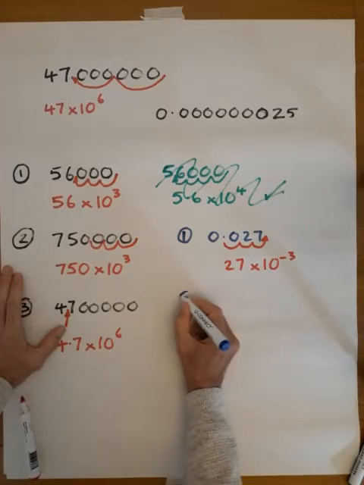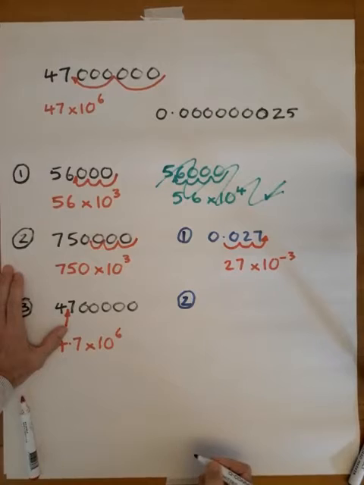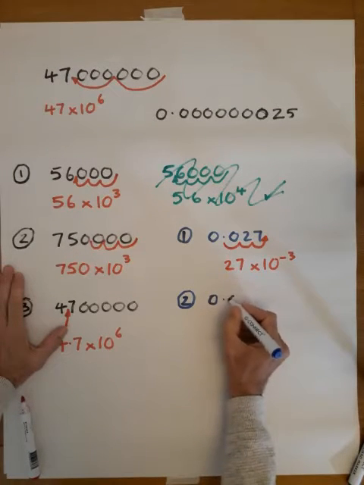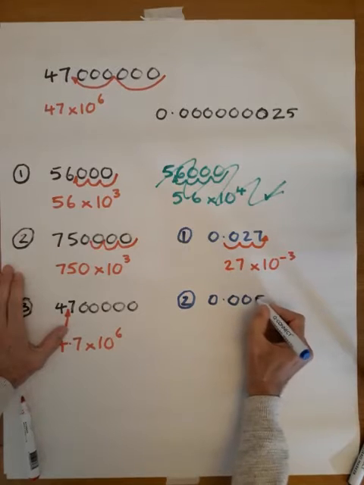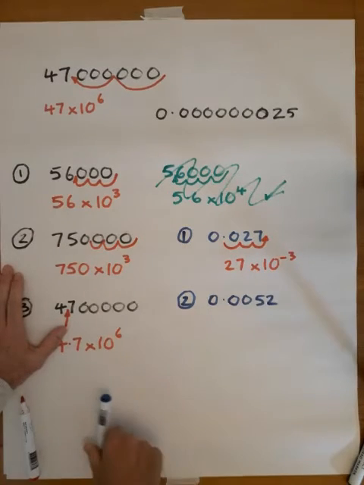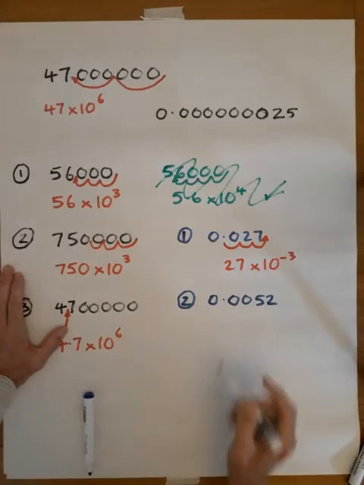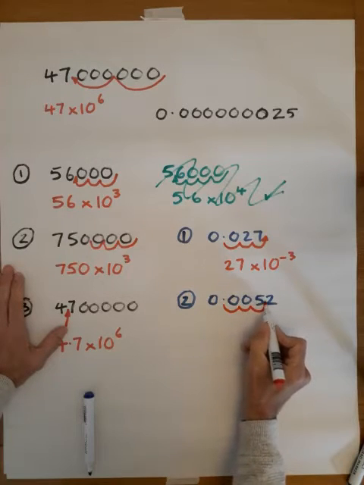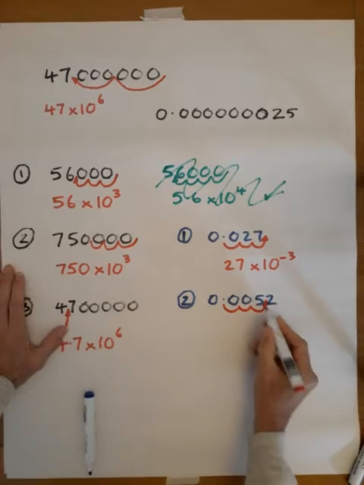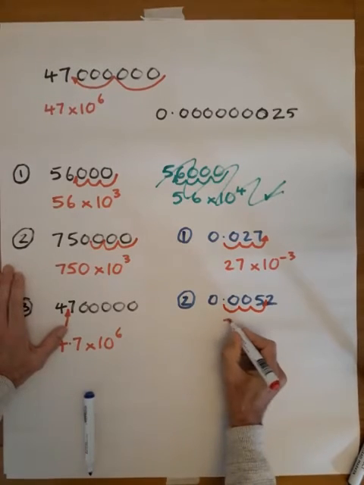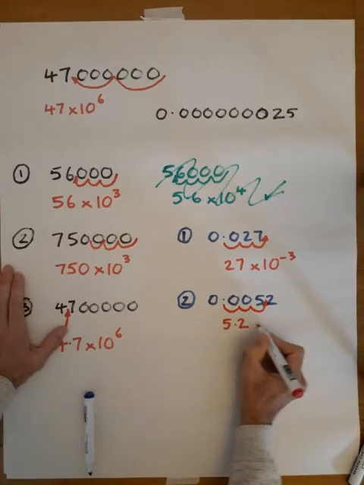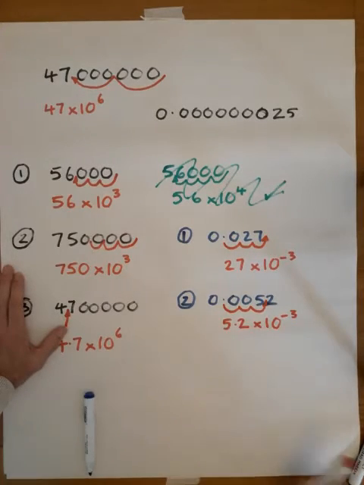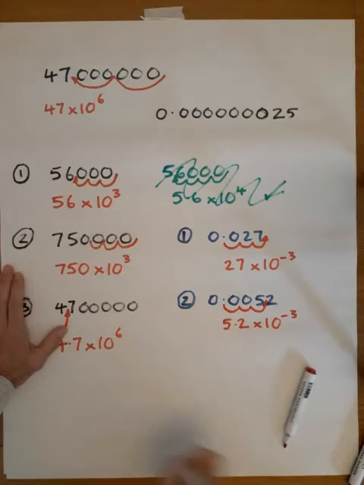Number 2. 0.0052. Let's do it again. Move back 1, 2, 3, and my new decimal point will sit between the 5 and the 2. 5.2 times 10 to the minus 3.